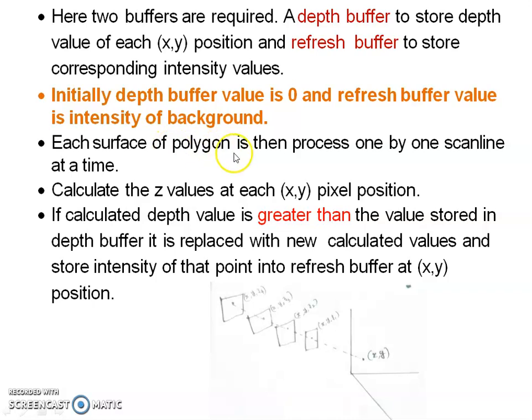Each surface of the polygon is then processed one by one, scan line at a time. We have to calculate the z values at each xy pixel position. If the calculated depth value is greater than the value stored in the depth buffer, that is, initially we have stored the depth buffer as 0, in the first case, if the calculated depth value is greater than 0, then replace that new value in the depth buffer and store the intensity of that point into the refresh buffer at the xy position.